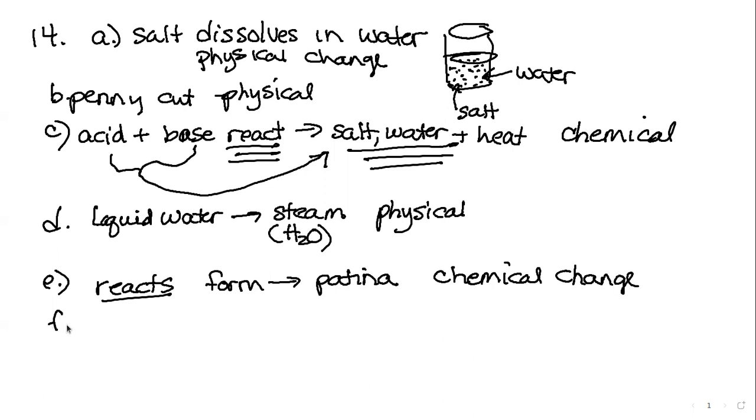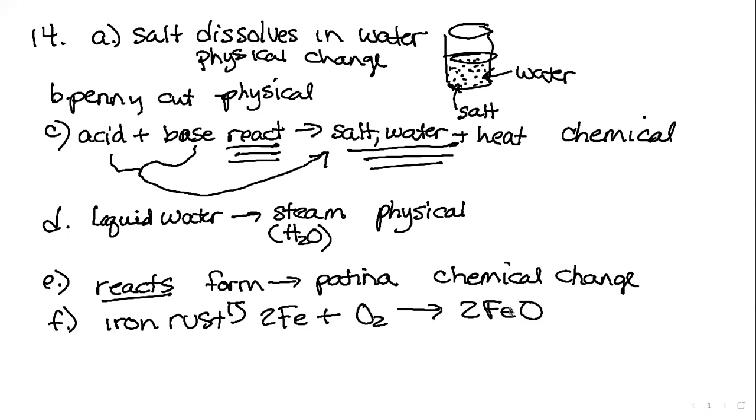Okay, F, iron rusts. This is very much the same as E. We talked about it before, and I'll write out the chemical formulas. So you have 2Fe plus O2 yields 2FeO. You notice the iron and the oxygen. This arrow is a sign that means they react together and the combination is different. They were by themselves over here, and then here they're together. So this is a chemical change.